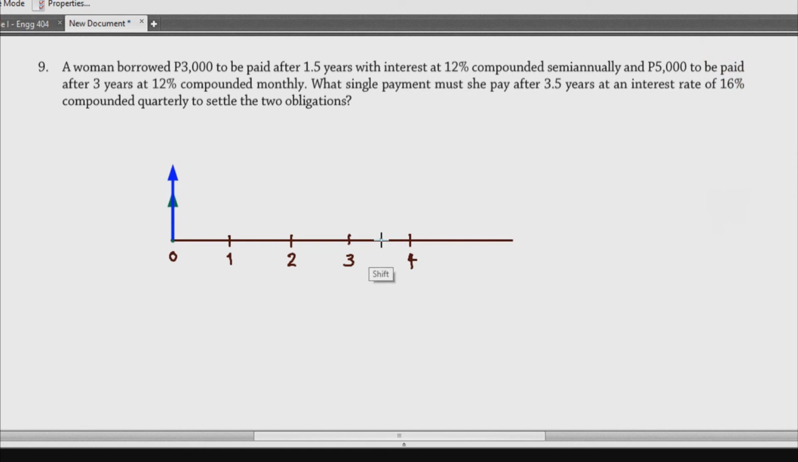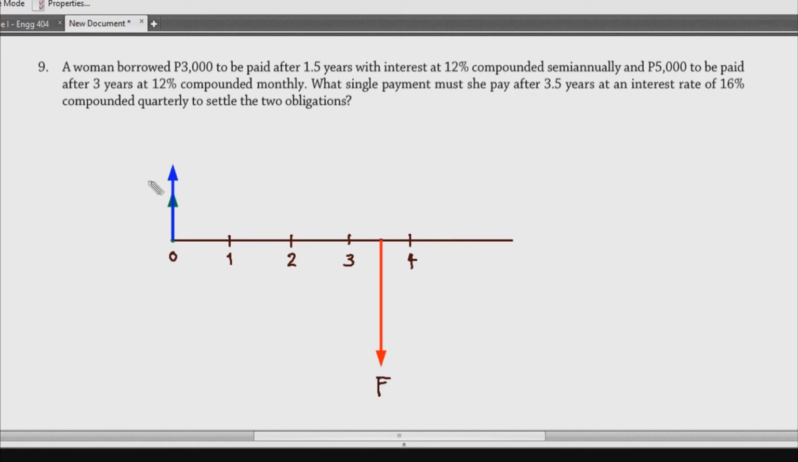So, single payment, magbabayad tayo. So, basically, meron dyang arrow doon. And, lakihan natin para mas tama dito. And the question is, what single payment should be paid for this to accommodate all the obligations natin? So, let's name this as F.